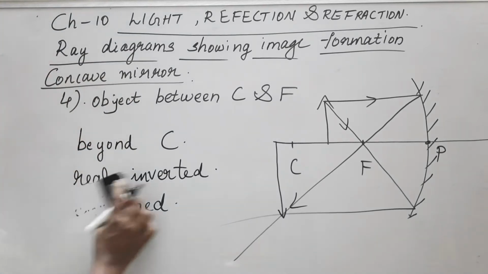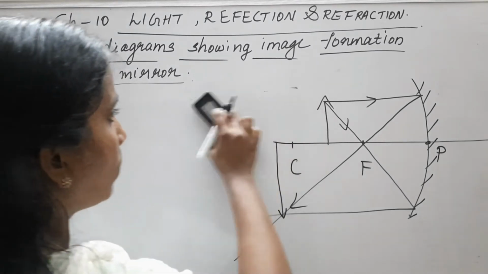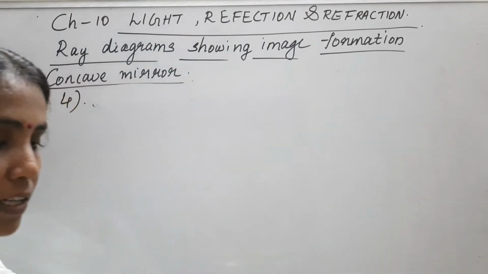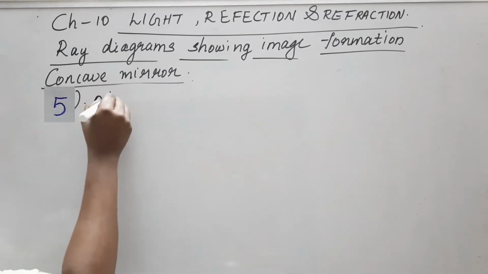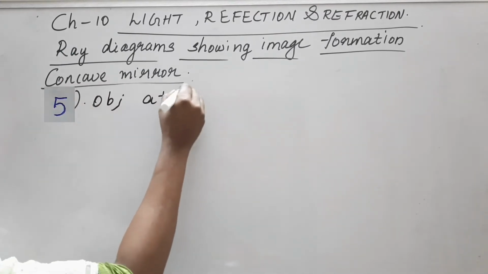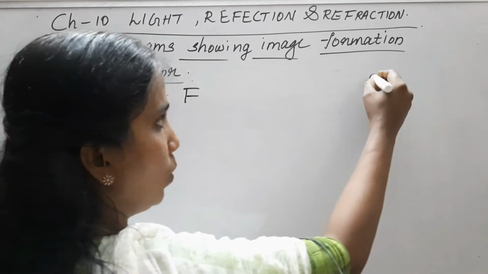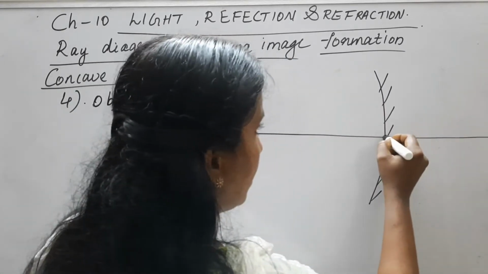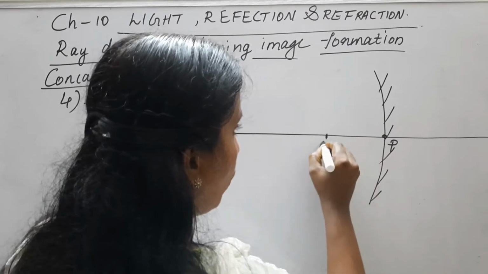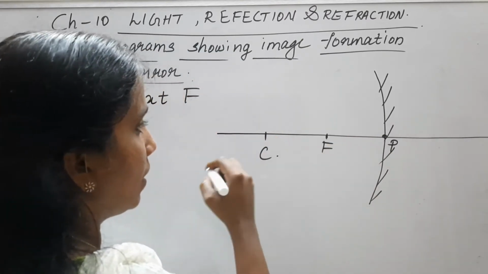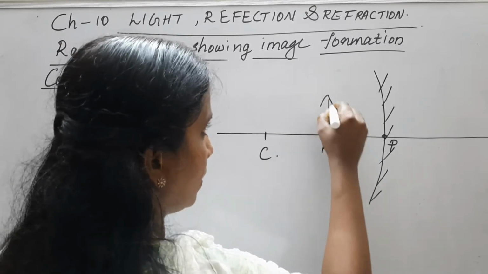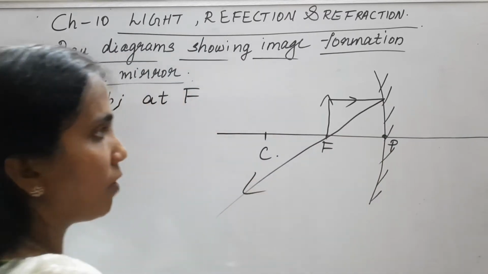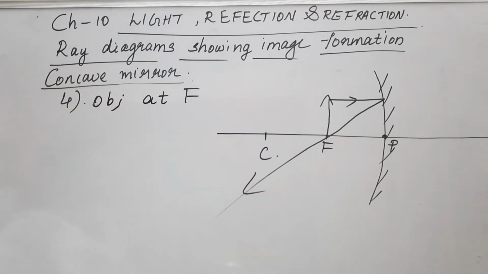Now we move on to the fifth case, that is when the object is at F. So we will draw the diagram. The steps are the same: concave mirror, principal axis, pole, focus, center of curvature. Now here the object lies at the focus. First ray, I said, in all cases it is the same. After reflection it passes through the focus.